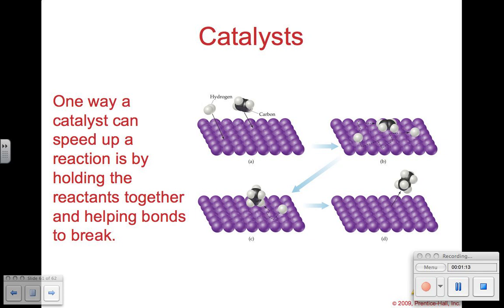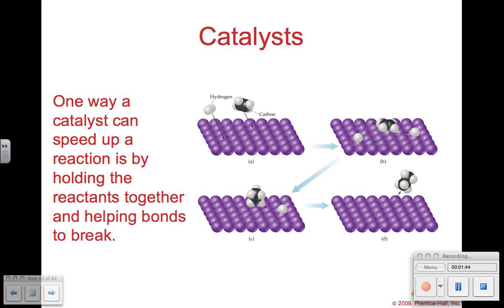So one way you could think of it is like a surface. It might be a substance or a substrate that is present in the material, and then the material comes in contact with it, and that is the catalyst or the location where the reaction will occur faster. So one way a catalyst can speed up a reaction is by holding the reactants together and helping bonds to break. So changing the reaction so that the structure can change.